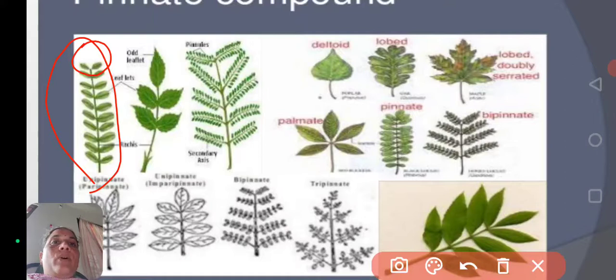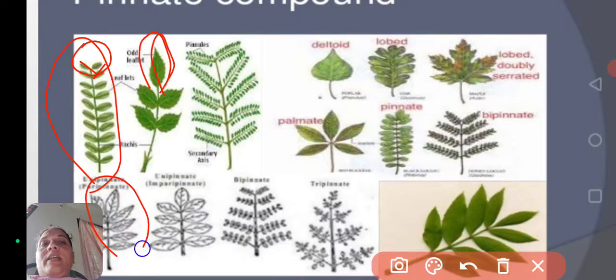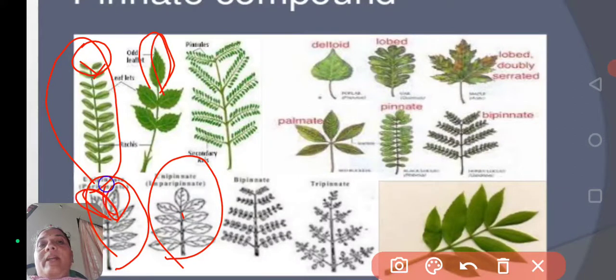Okay. Next one is imparipinnate. Imparipinnate ends with one odd leaflet. So if it ends with two leaflets or an even number of leaflets, it is called paripinnate, and if it ends with an odd number of leaflets, it is called imparipinnate. Here this is paripinnate and this is imparipinnate, because this ends with two leaflets. So this is paripinnate. Here it ends with only a single leaflet. This is called imparipinnate.